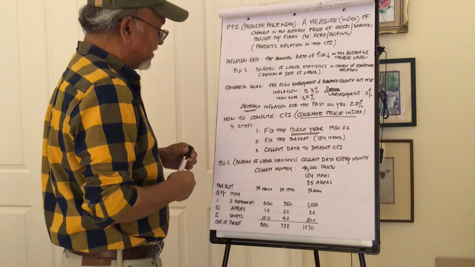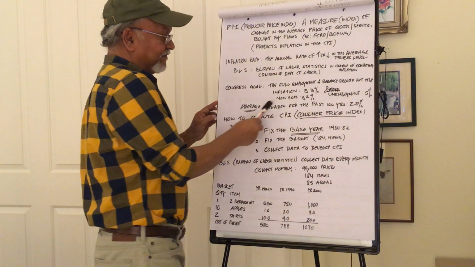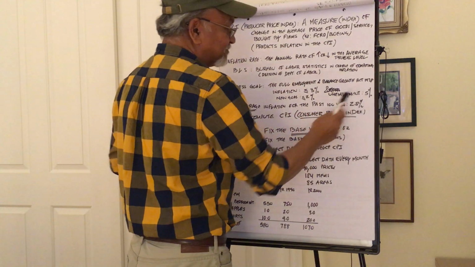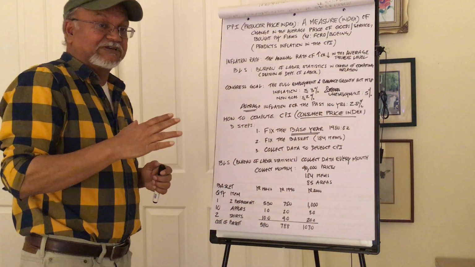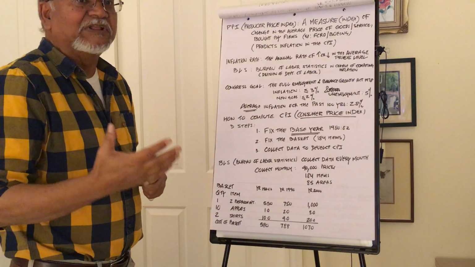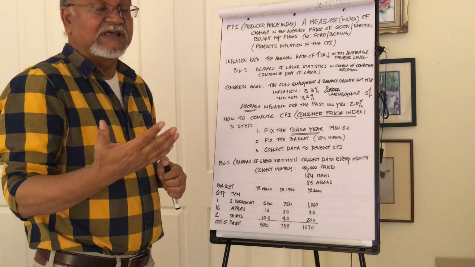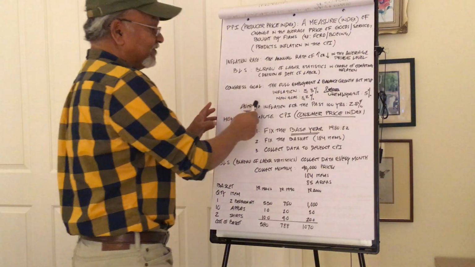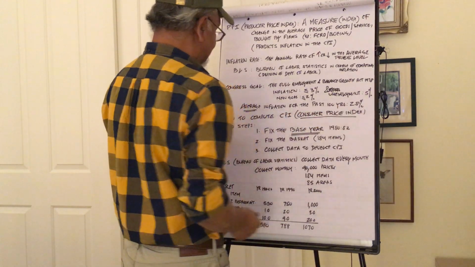Just to give you some numbers, average inflation for the past 100 years in the United States has been 2.8%. But remember, this is the average. There have been times when the inflation was 15%, 20%. And there have been times when the inflation was negative. This is the average for the past 100 years, 2.8%.